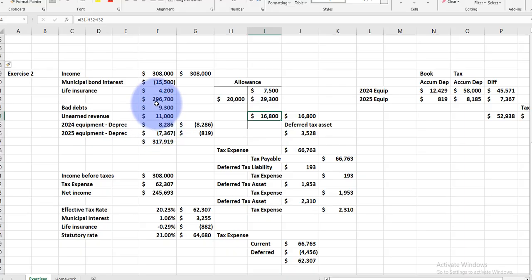Unearned revenue: we got 11,000 of rent for the next year. We would not count that as income on the income statement, but you have to on the tax return. So there's the 11,000 added in there. And then we have the depreciation. We're keeping track as we move along. This is year 2 for the 2024 equipment. So they have been depreciated for a half year in the first year and then a whole year.